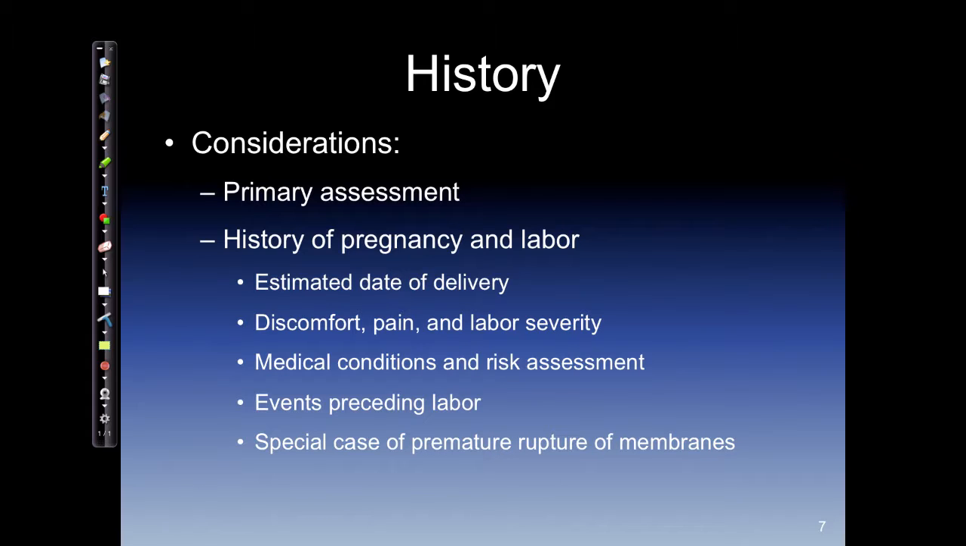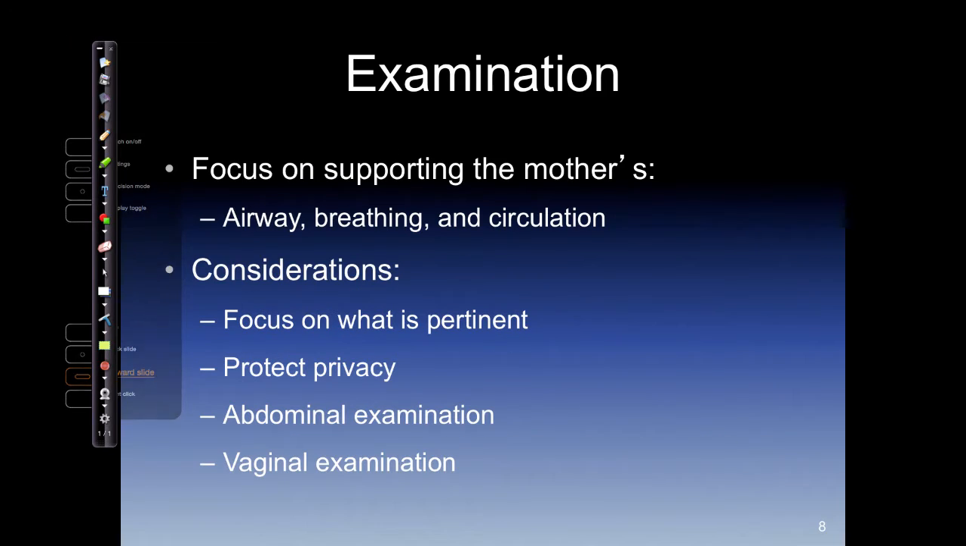Events preceding labor. Was there any bloody show, or did they have a ruptured bag of water? Did the water burst? Special case of premature rupture of membranes: rupture of the bag of waters before the expected date of delivery occurs in about 3% of pregnancies. The primary concern in this is going to be infection, and those are all talked about in the book. Just trying to give you some overall general ideas here.